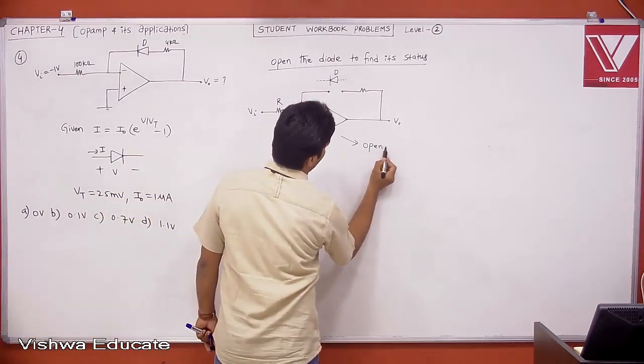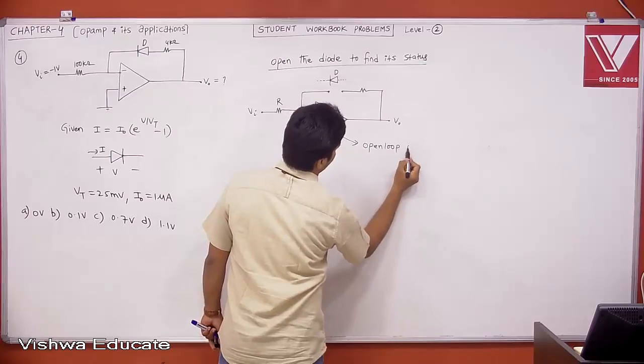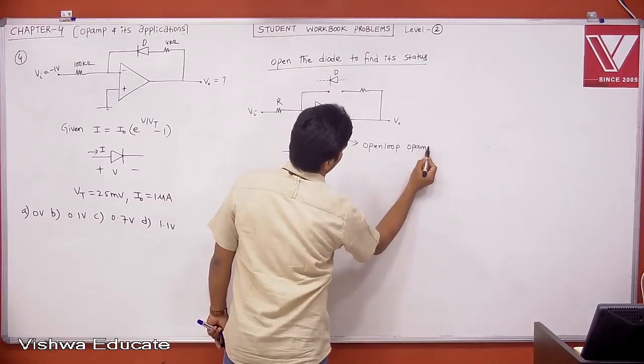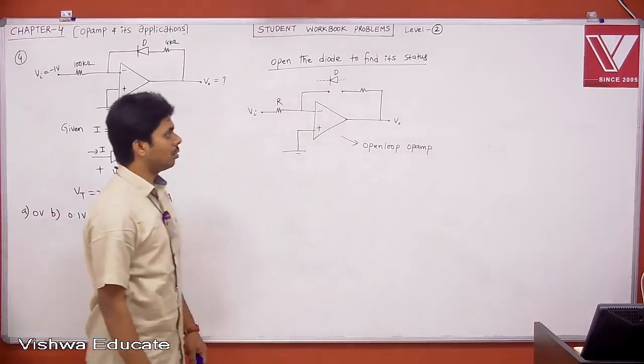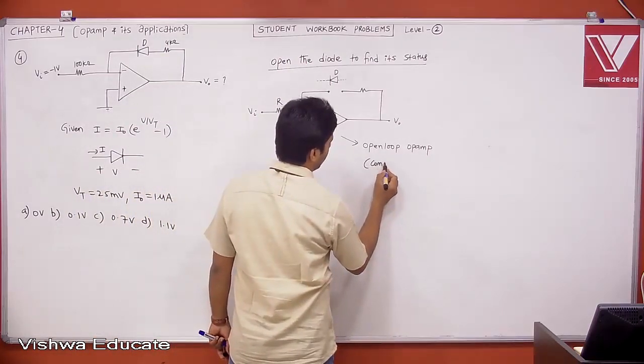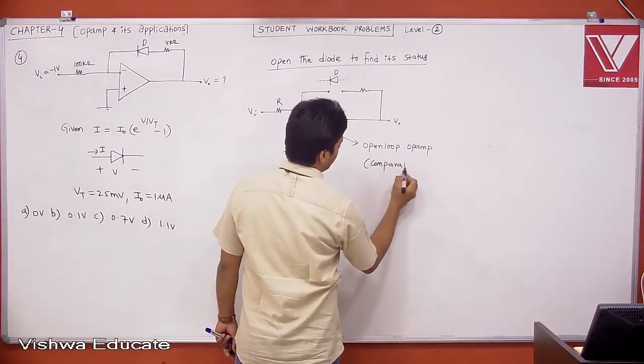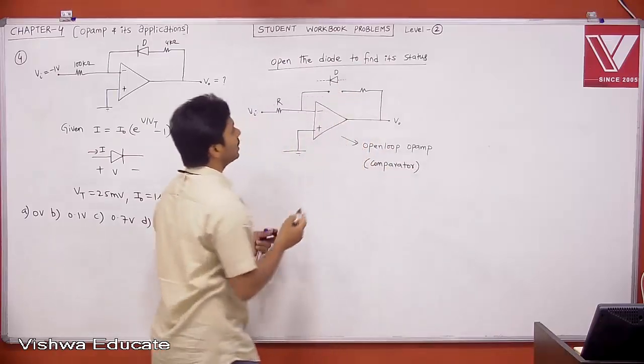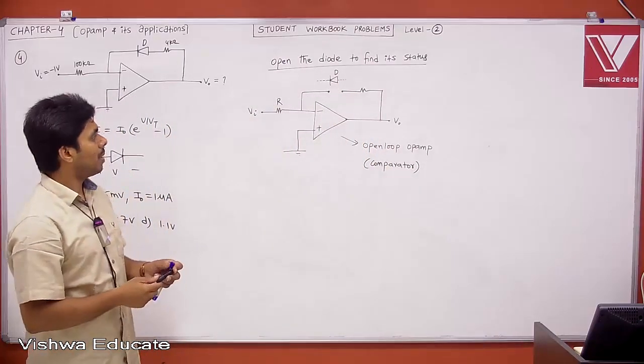When the op amp is in open loop, can you apply the virtual ground concept? No, because it is open loop. Then it is a comparator. If the diode is opened, to find the status of the diode, your op amp is a comparator.